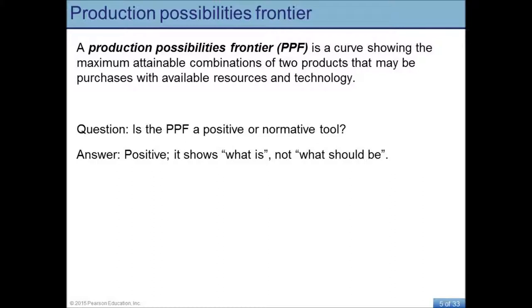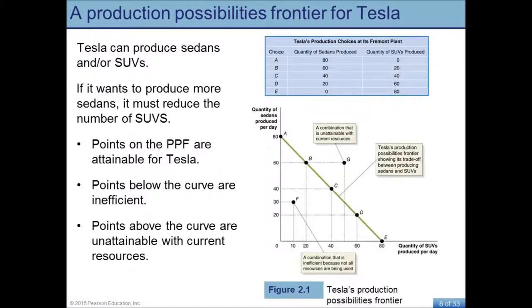So moving to slide 6, we see that we have a production possibilities frontier, and we have 5 points, A, B, C, D, and E. At point A, we see that 80 sedans are produced and no SUVs are produced. At point B, 60 sedans, 20 SUVs. Point C, 40 sedans, 40 SUVs. Point D, 20 sedans, 60 SUVs. And point E, 0 sedans and 80 SUVs. On the y-axis, we have the quantity of sedans produced per day. On the x-axis, the quantity of SUVs produced per day, as opposed to sedans, which is on the y-axis.